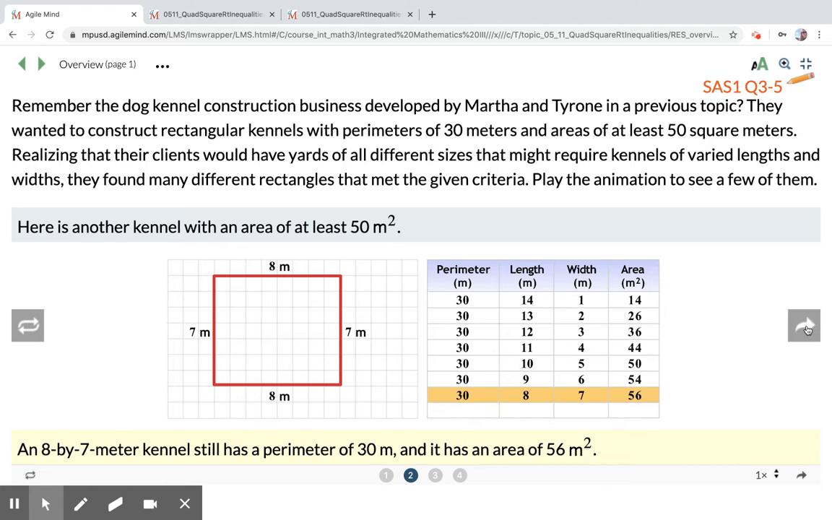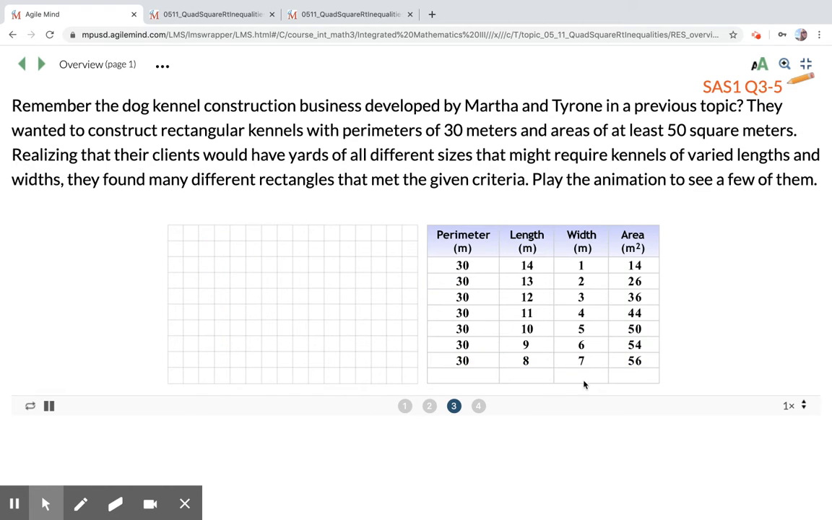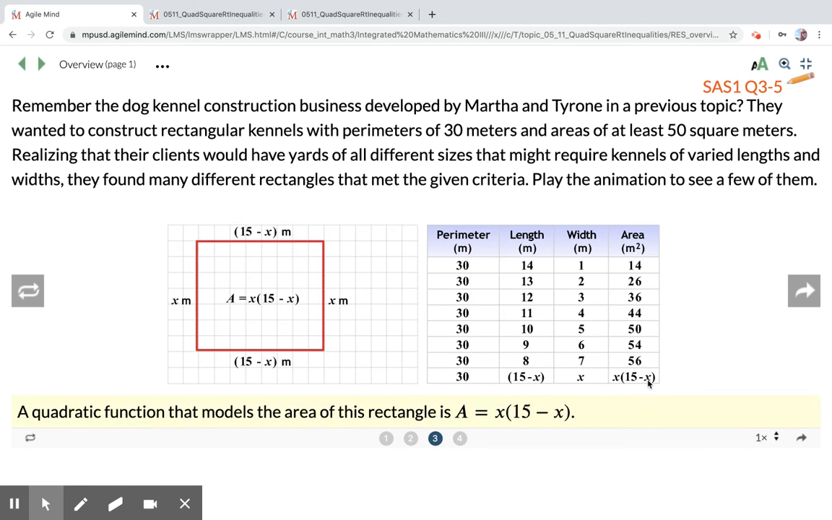The last little guy down there just has an X for your width. Hopefully you're noticing a pattern here: whatever my width is, my length and my width have to add up to 15. You remember that? So if my width is X, then my length should be 15 minus X. And if I multiply them together, of course, that would give me my area. Now, originally, we did this as an equation, right? We set that equal to 50, and then we solved it, and we did all that good stuff.